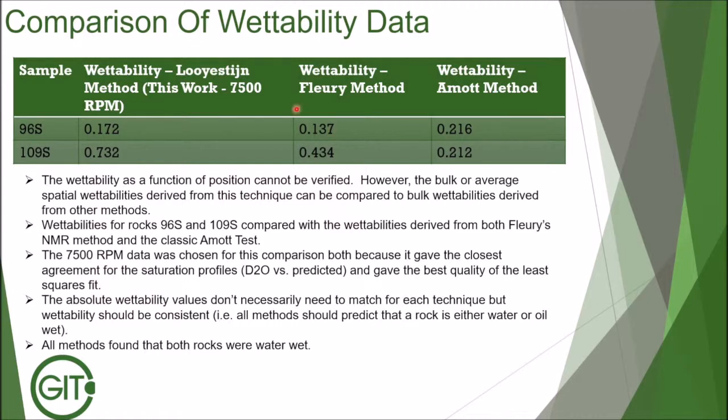The 7,500 RPM data from our experiment was chosen for this comparison both because it gave the closest agreement between the saturation profiles, this is the ones recorded with D2O, and gave the best quality of the least squares fitting. And in any case, all three of these methods, our method, the Fleury method, and the Amott test, all said that both rocks were water wet.